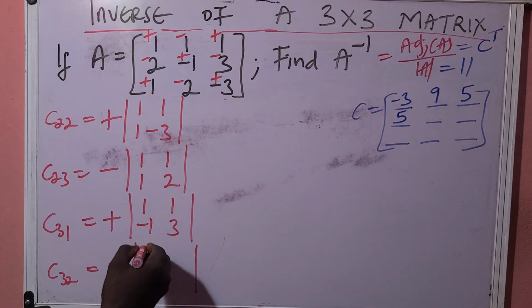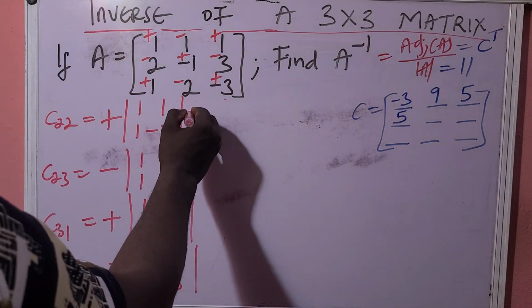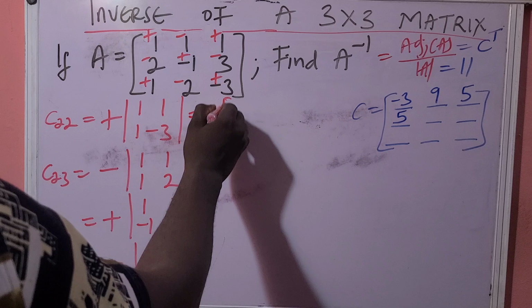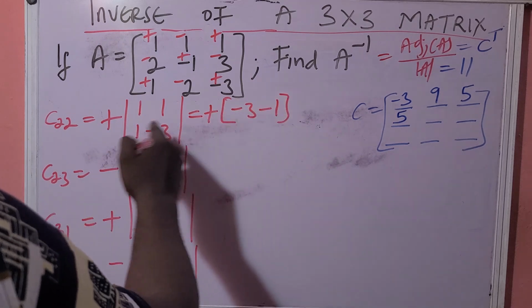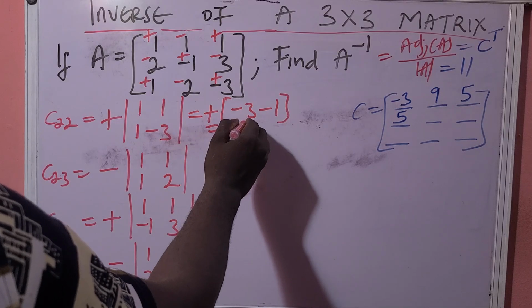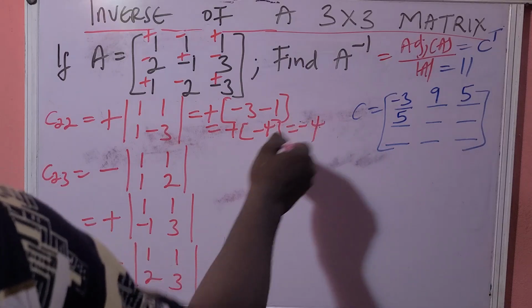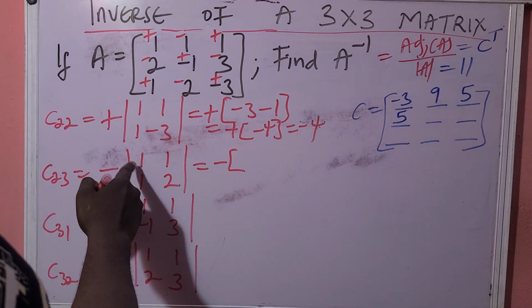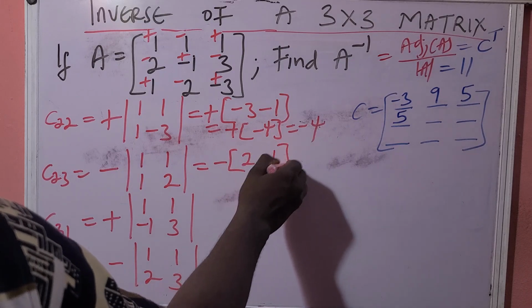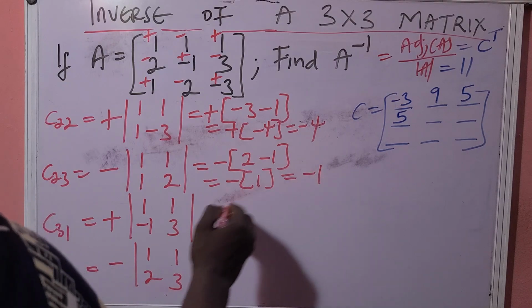Now, the next one we have is C32. So we are left with 1, 1, 2, 3. So we can go on to resolve this. We have plus 1 times minus 3, that will be minus 3 minus 1, which gives me minus 4 as my result. Then we have minus 1 times 2, that's 2 minus 1. That will be minus 1.